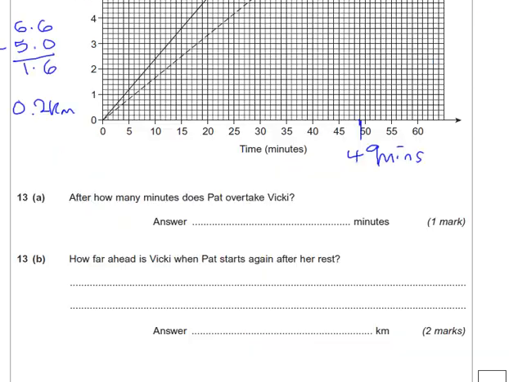It's really important we transfer information into the answer grid here. So after how many minutes does Pat overtake Vicky? We worked out that was 49 minutes. The second part was how far ahead is Vicky when Pat starts again after her rest? Vicky was at 6.6, Pat was at 5, so the difference between the two was 1.6 kilometres. So it's fine to have shown our information up on the graph, but we need to transfer our answers onto the answer line.